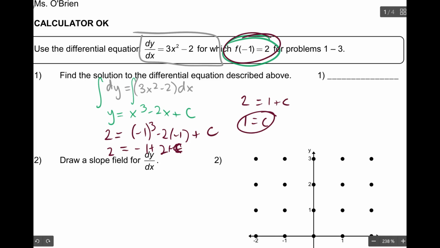So plug it back in for c right here. We get y is equal to x cubed minus 2x plus 1.